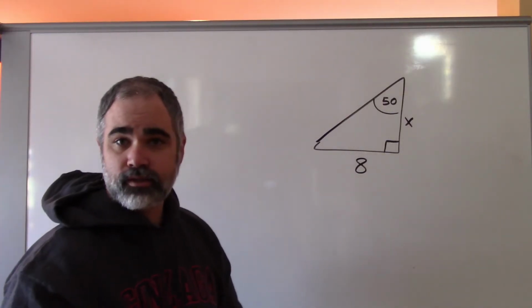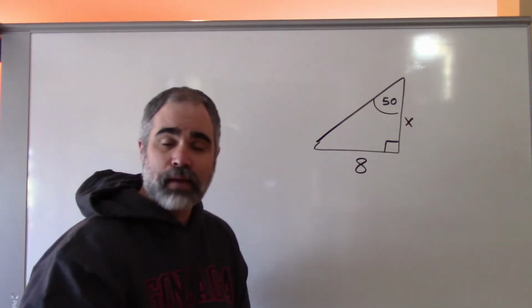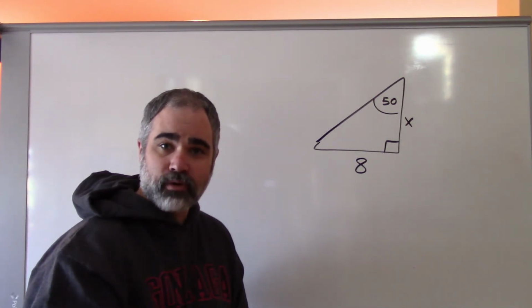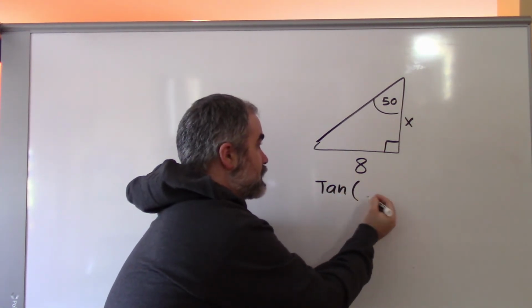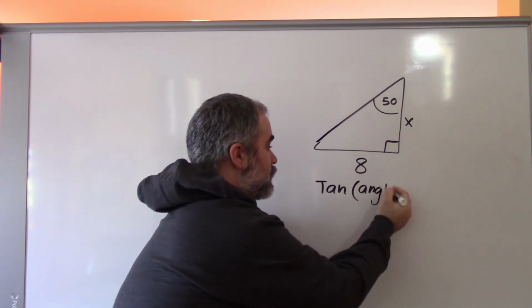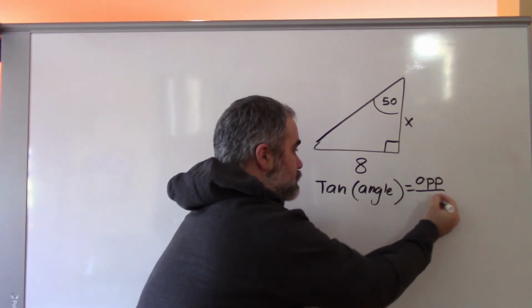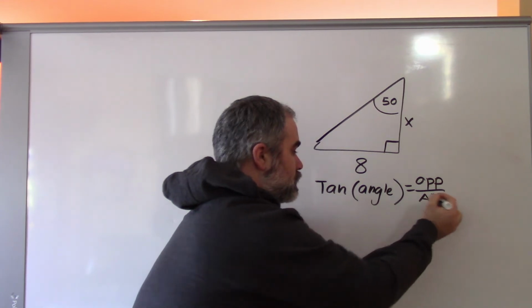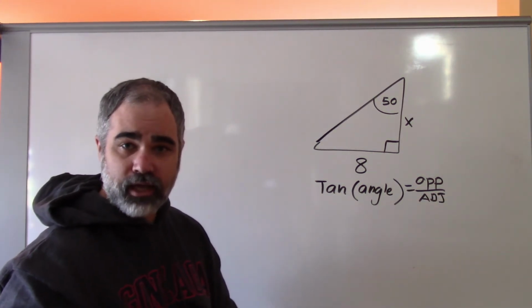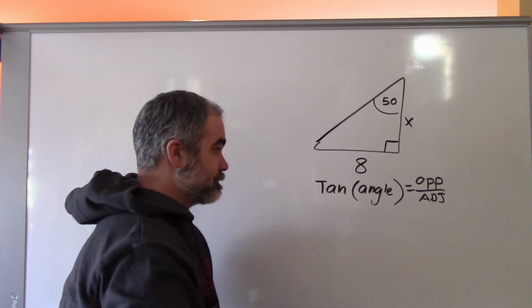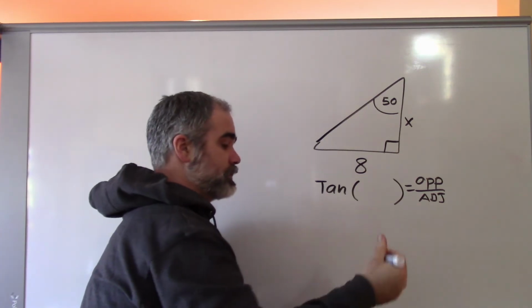So here is your next triangle. I'll put the angle in the top corner here, but we're going to do the same process. Remember, the tangent function, it takes an angle and it gives you side lengths, the opposite over the adjacent. Okay, so the angle in my case is 50. So I'm going to put 50 in here.